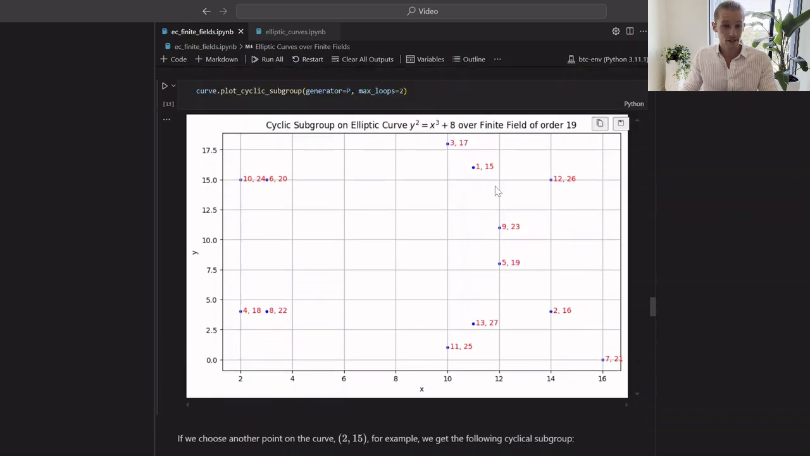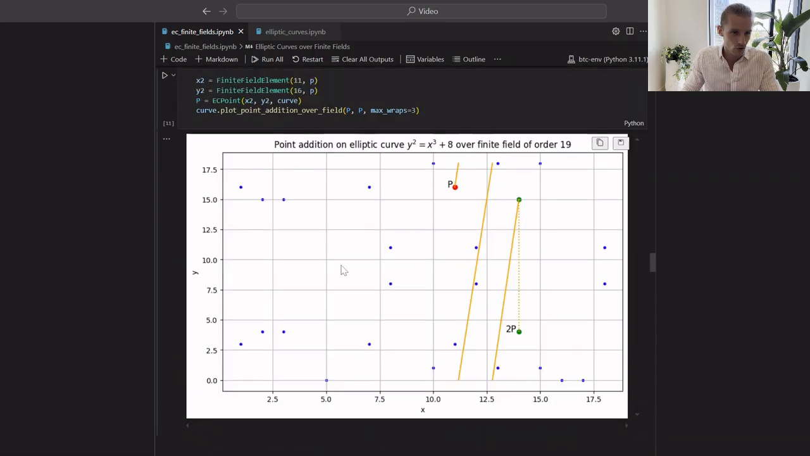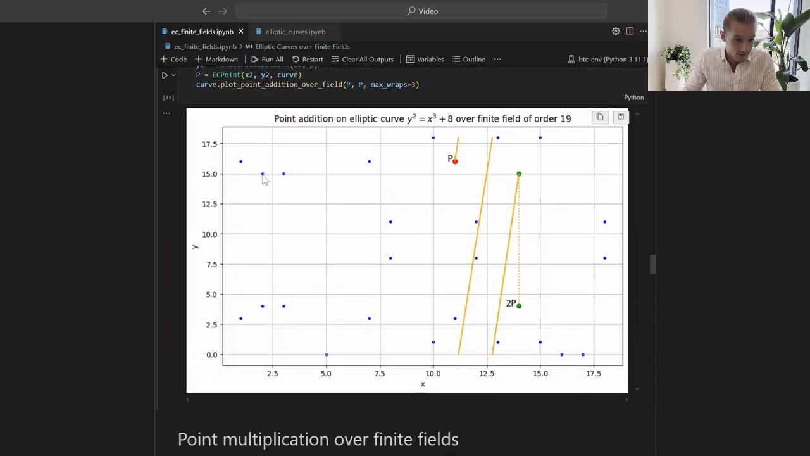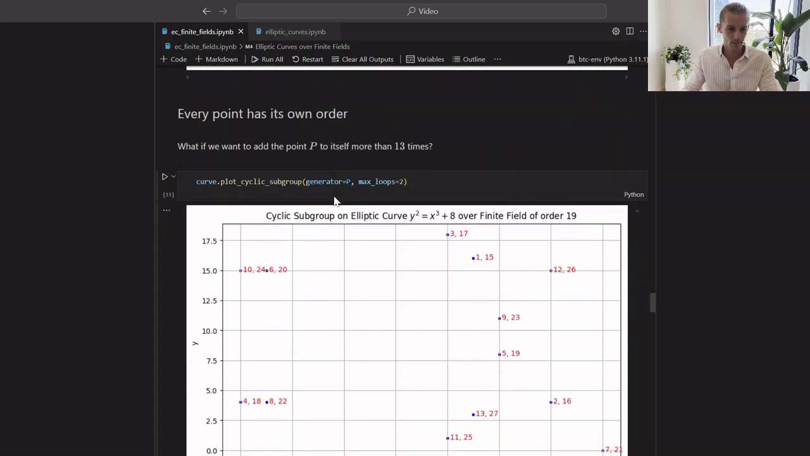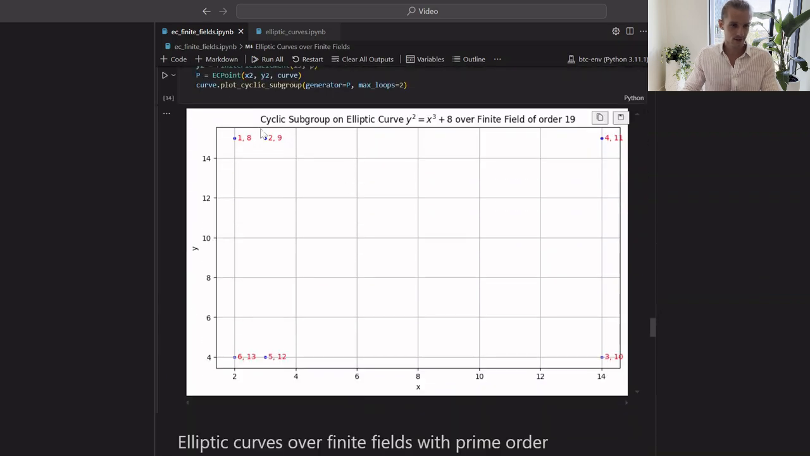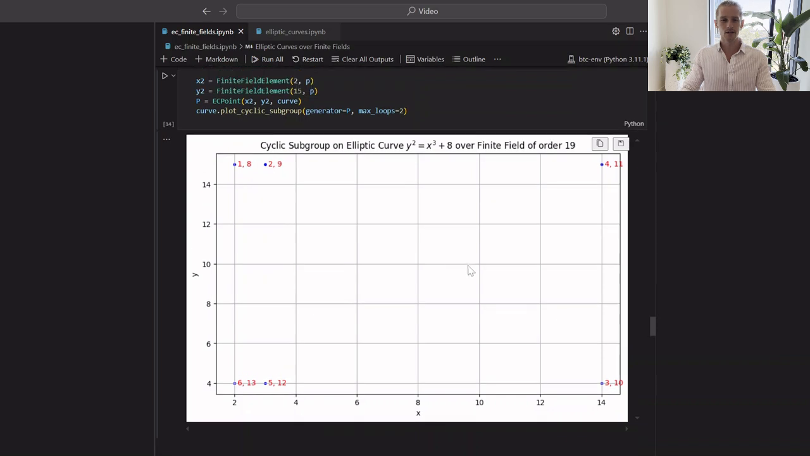Now, if we choose another point from the same elliptic curve, let's choose the point 2 and 15, which you can see on this curve here is on the curve. Then what happens is you get the starting point here, 2, 15, and then when you add it to itself once, you get this point here. When you add it to itself another time, you get this point down here, and when you add it to itself, you get this point, another time you get this point here, then here, then here. Then you get the point at infinity, and then you wrap around another time to the starting point up here.